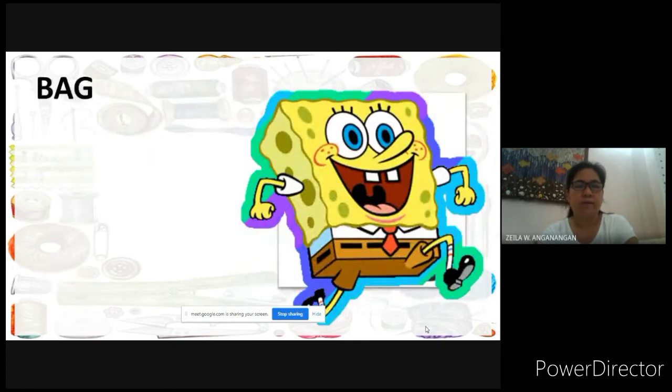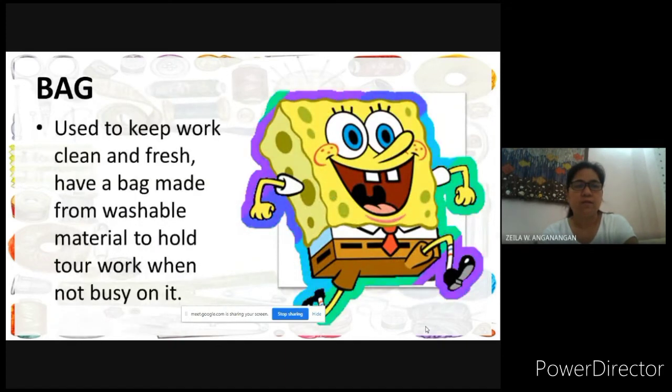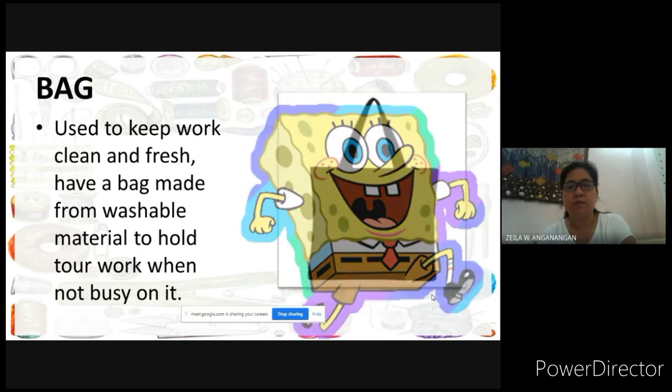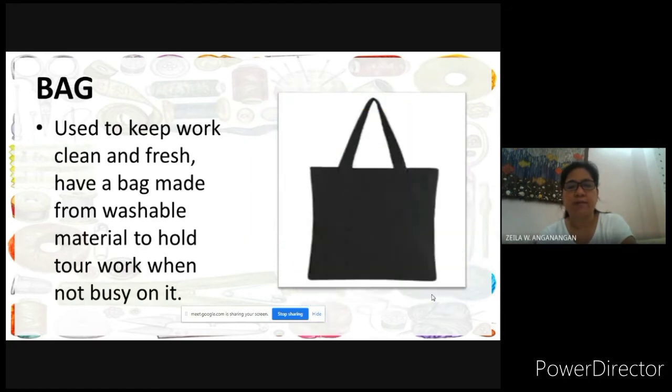Next, we have the bag. Used to keep work clean and fresh. Have a bag made from washable material to hold your work when not busy on it. Okay, so let's find out. So here it is, a bag.